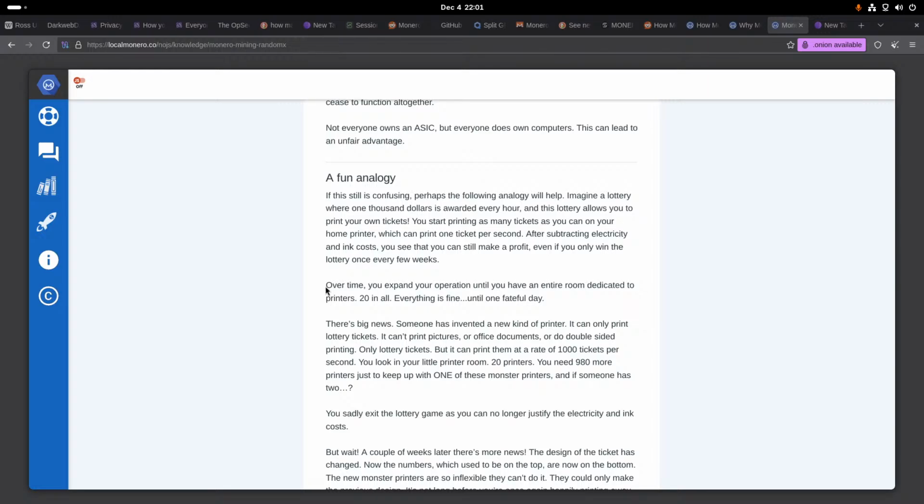Everything is fine until one fateful day. There's big news. Someone has invented a new kind of printer. It can only print lottery tickets.